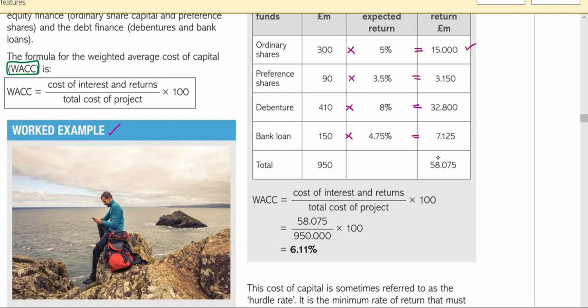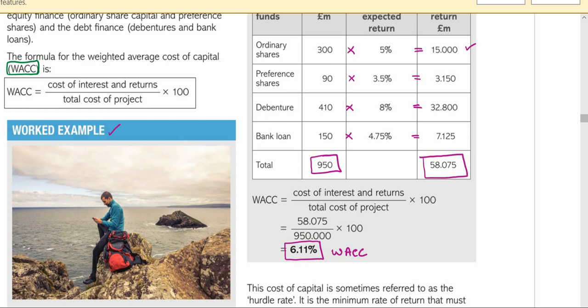The total interest and return will be 58.07, and the total cost of the project is 950. So we do 58.075 divided by 950 multiplied by 100. So 6.11 is our WACC, the weighted average cost of capital. Because we arranged the funds, we have to pay 6.11% interest.